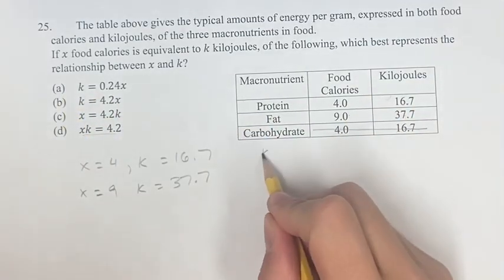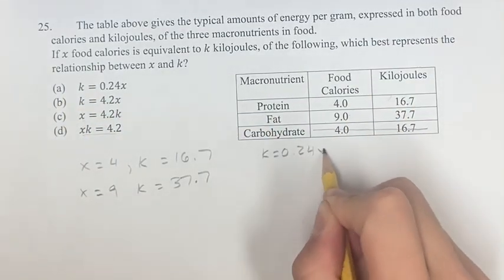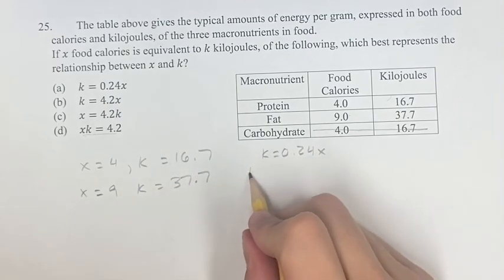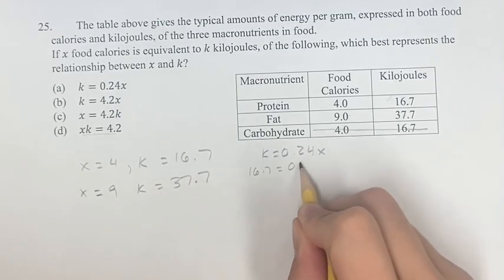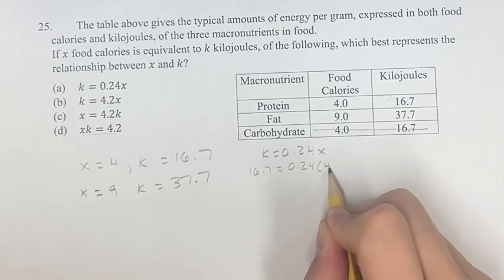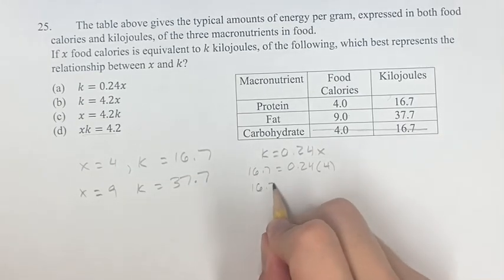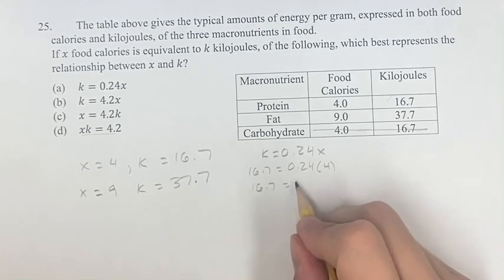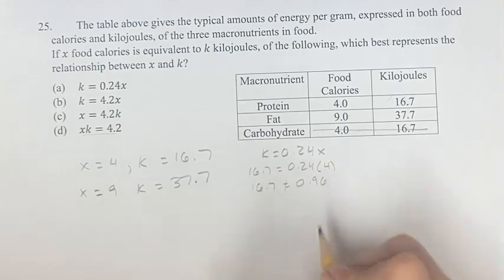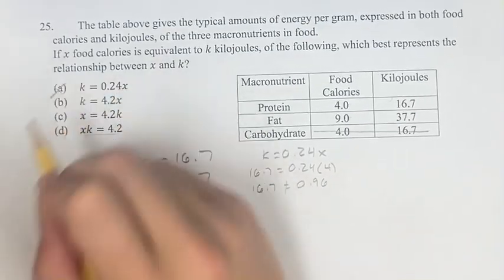So K is equal to 0.24x. K is 16.7, is that equal to 0.24 times X, which is 4? 16.7 is equal to 0.24 times 4, which is 0.96. This is not true, so A is not the answer.